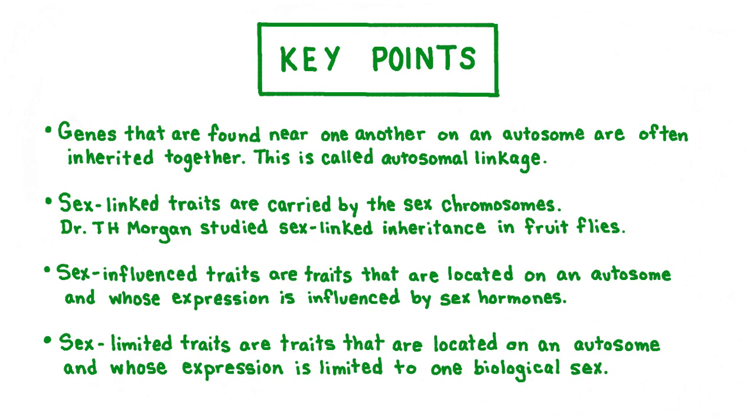Let's review some of the key points that we've learned in this video. Genes that are found near one another on an autosome are often inherited together. This is called autosomal linkage. Sex-linked traits are carried by the sex chromosomes. Dr. T.H. Morgan studied sex-linked inheritance in fruit flies. Sex-influenced traits are traits that are located on an autosome and whose expression is influenced by sex hormones. Sex-limited traits are traits that are located on an autosome and whose expression is limited to one biological sex.